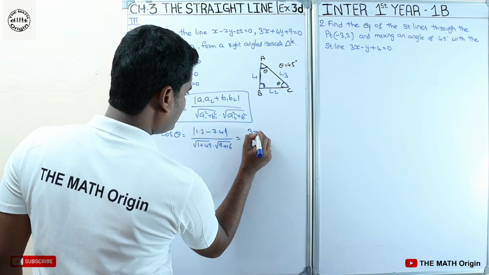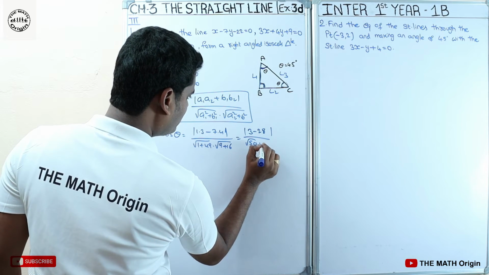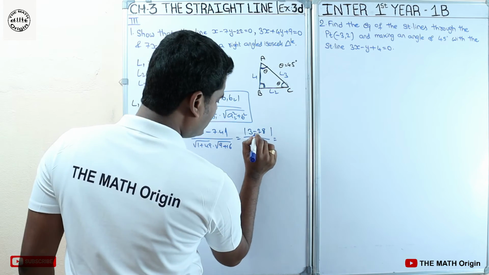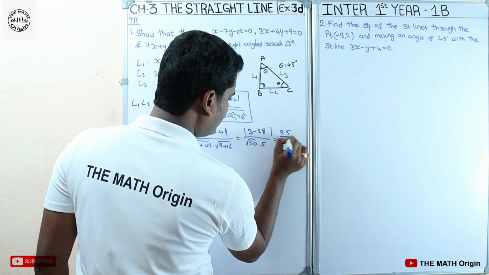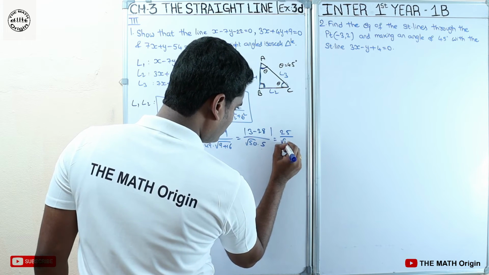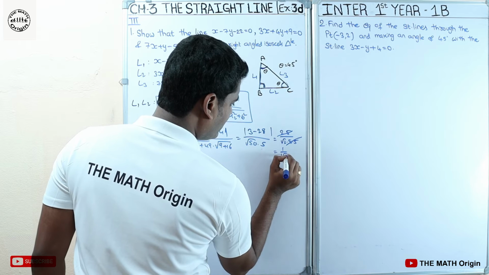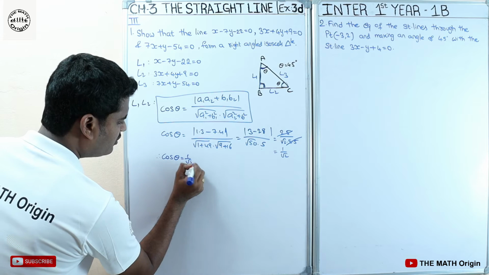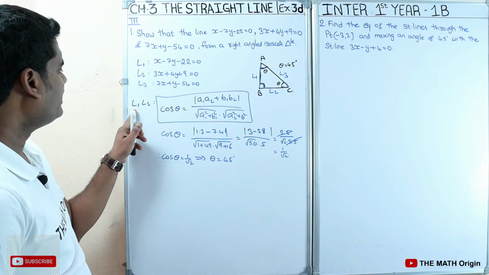Therefore that equals 3 minus 28 is 25, by root 50 into root 25, which is root 2 into 5 into 5. So 5 is cancelled, therefore that equals 1 by root 2. So cos theta equals 1 by root 2. It means theta equals 45 degrees. We derived this for L1 and L2.